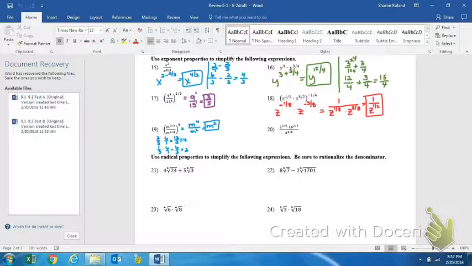Okay, number 20. Because all of those exponents are the same, they can all be in the same parentheses, and the exponent can go to the outside. And in here you have 2 times 16 divided by 4. 2 times 16 is 32 divided by 4. 32 divided by 4 is 8. So this is 8 to the exponent 2/3.